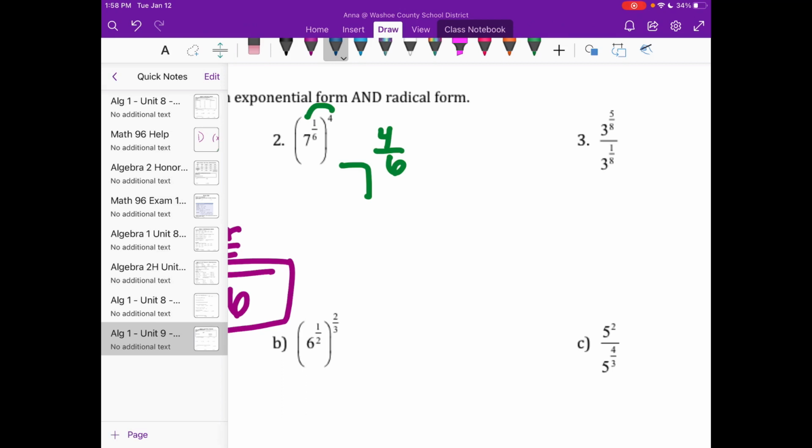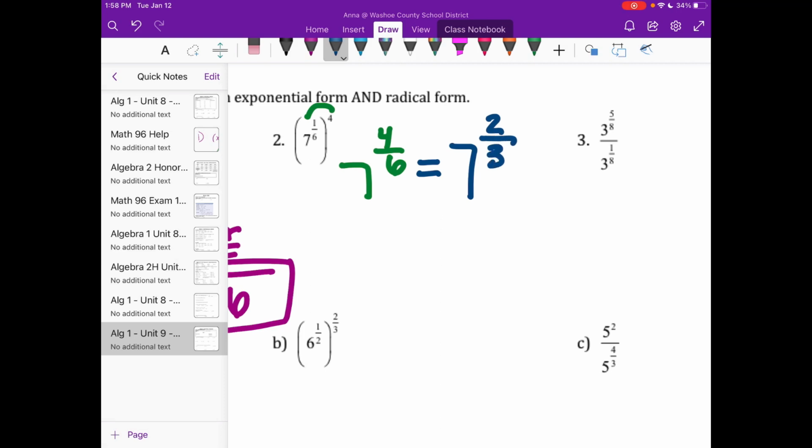All right, before we start doing some radical form, I think we can make that fraction smaller. We always want to work with the smaller fraction, trust me. So 4 and 6 can both be divided by 2. So 4 divided by 2 is 2.